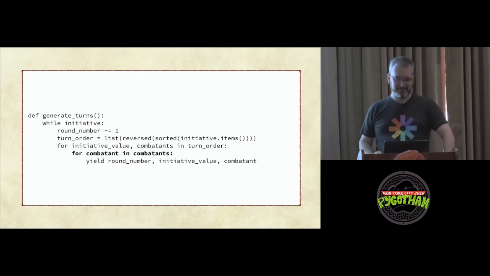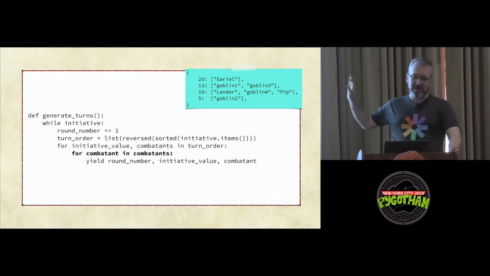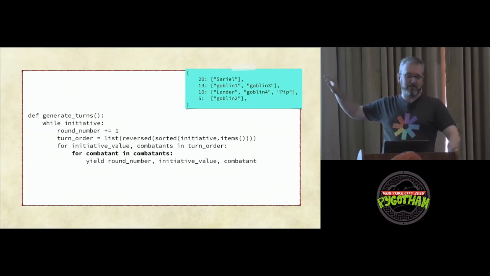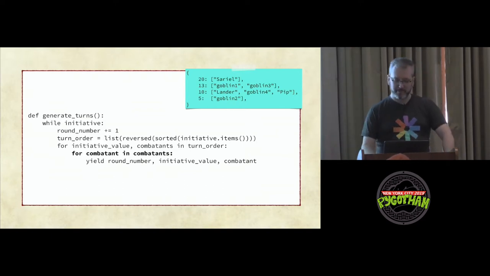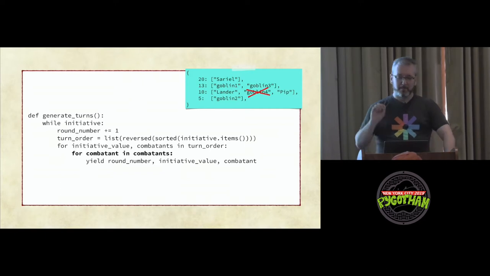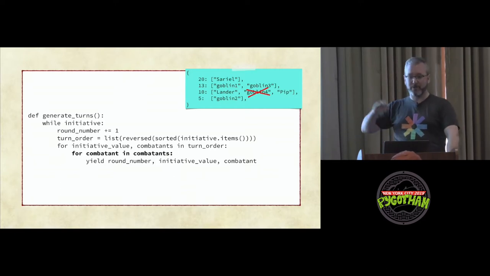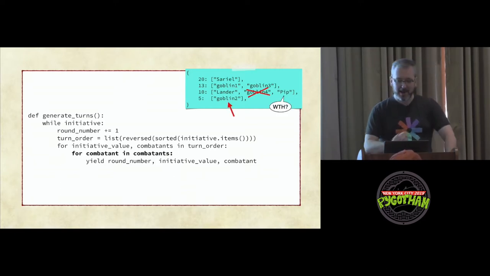Do you see it? So if we look at that initiative dictionary, let's say we're in initiative 10, and it's either Lander or Goblin 4's turn, but Goblin 4 is removed for some reason. Maybe they're defeated. And this happens before the turn order gets to Pip. Because we modified the list that we're iterating over, Pip actually gets skipped, and now it's Goblin 2's turn.